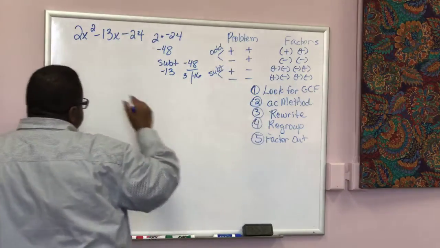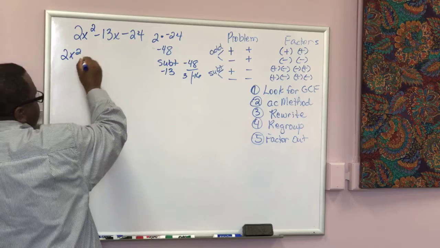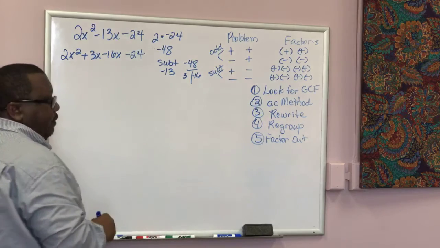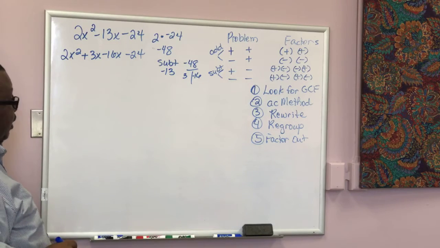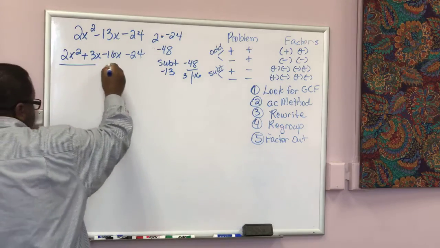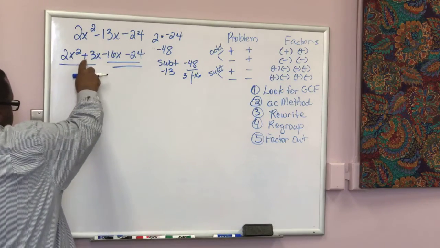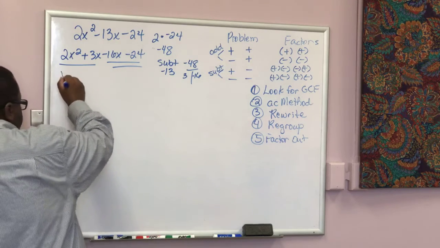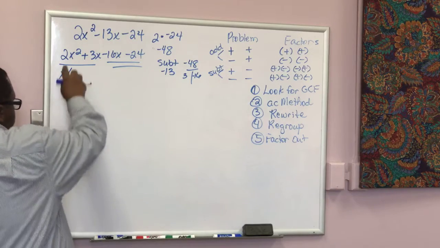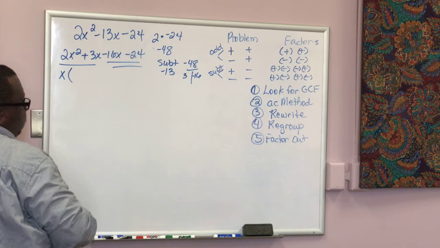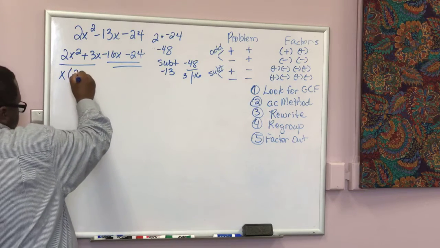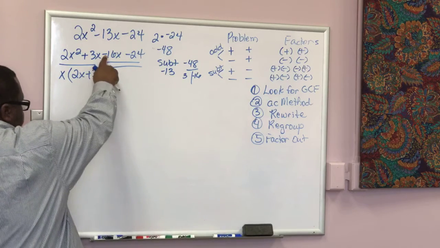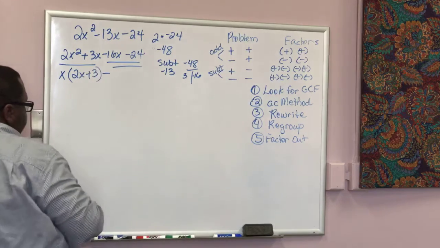Now we're going to do what? Rewrite it. 2x squared plus 3x minus 16x, and then minus 24. Okay? Now we're going to do what? Regroup it. First ones and the next two set. Out of 2x squared and the 3x, what's the only thing they have in common? Just the x. No numbers in common, just the x. Let's divide. What's 2x squared divided by x? 2x. And then what's 3x divided by x? 3. Bring down the what sign? The minus sign. All right.